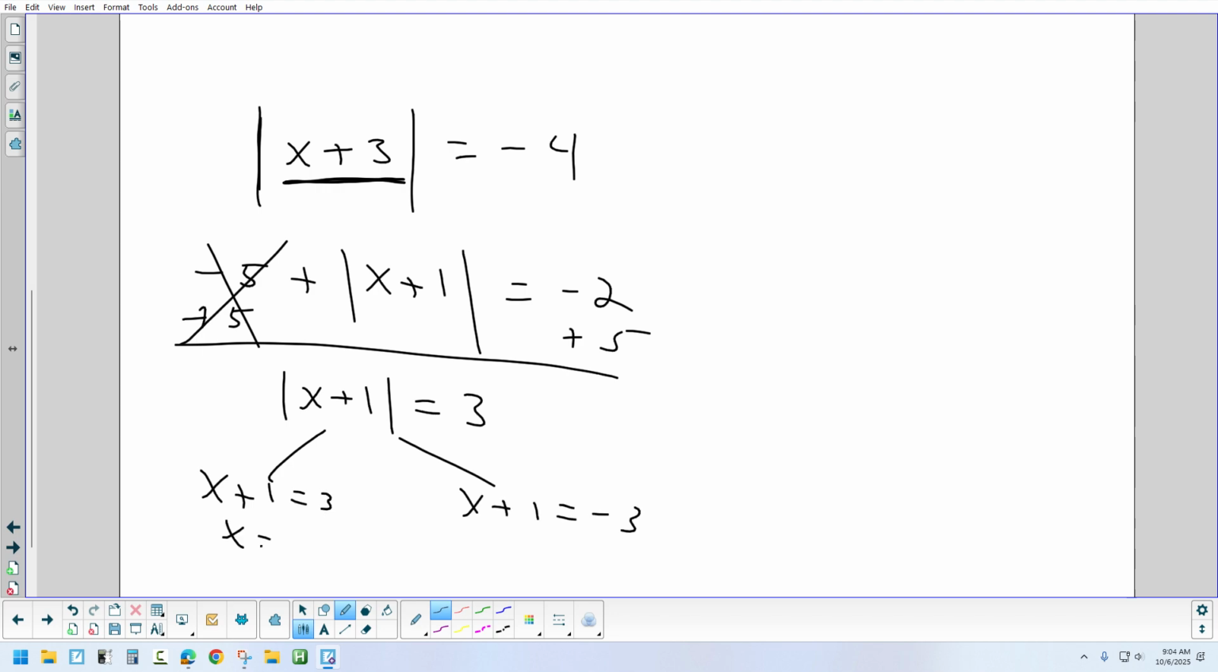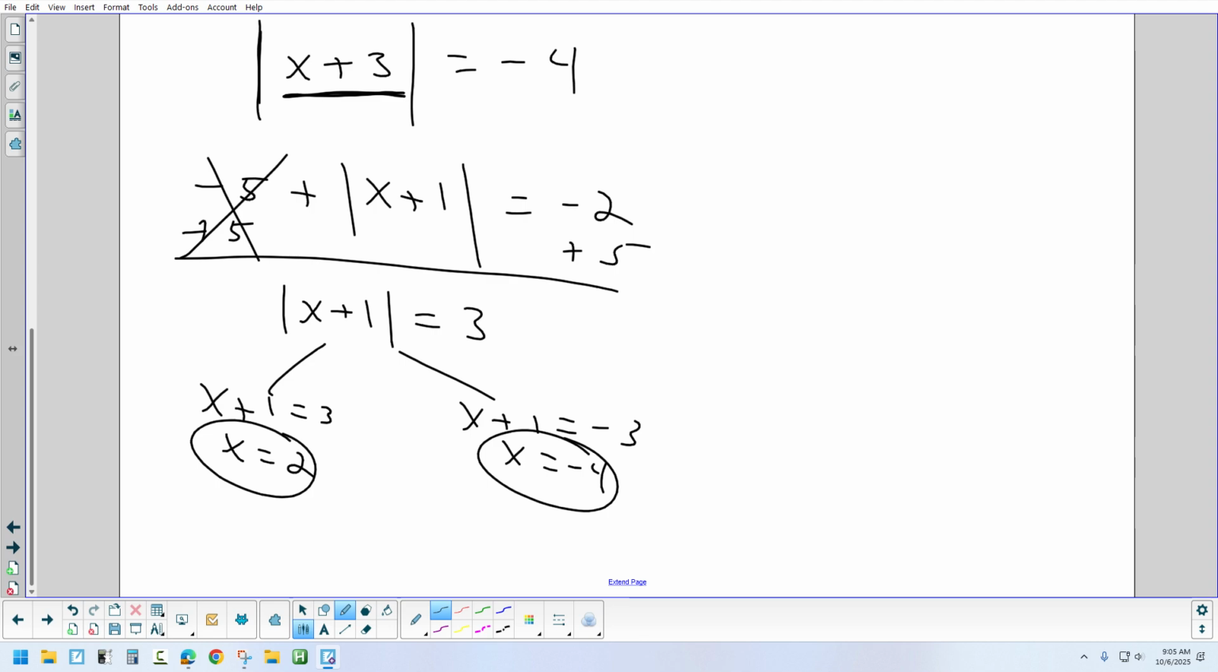You get x equals 2, and you get x equals negative 4. And you can always check by plugging it back in. 2 plus 1 is 3. Take the absolute value of it, you get 3. Negative 4 plus 1 is negative 3. And what's the absolute value of negative 3? It's also 3. Yeah, so both those answers work. All right, any questions on that?